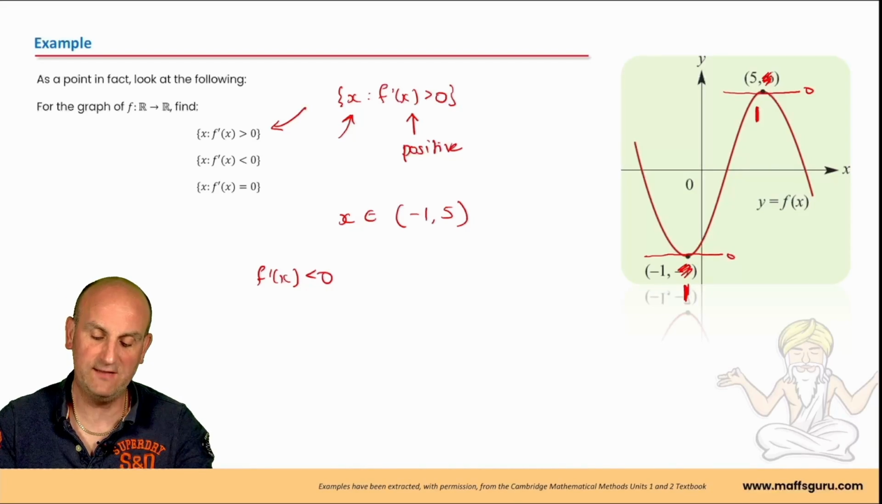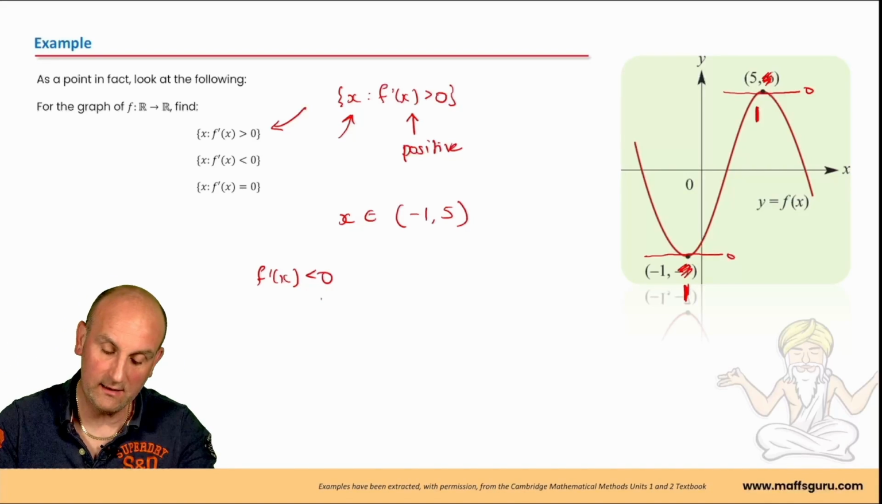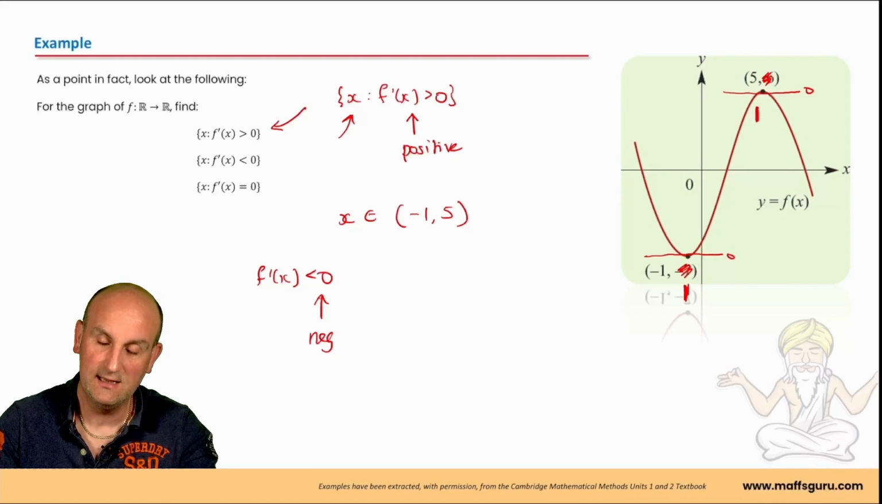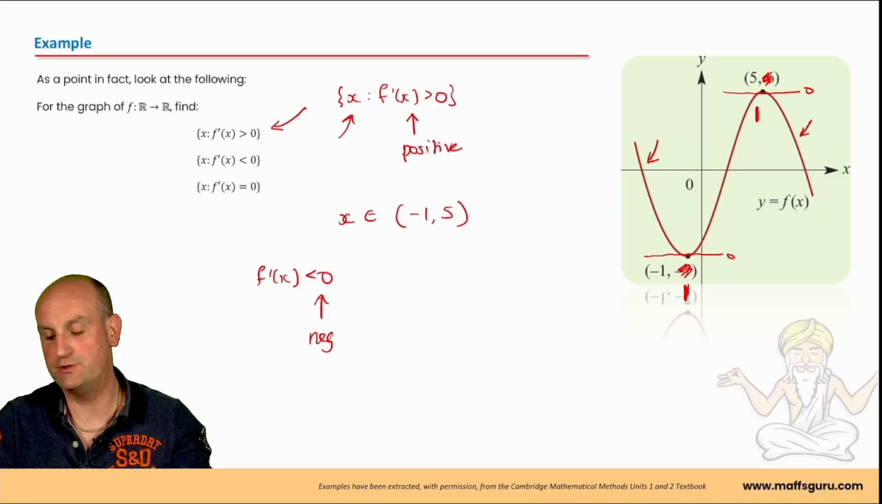All right, so what do we got here? f dashed of x is less than 0. Oh my God, panic. No, don't panic. It's fine. This basically just means negative. Where are all the points on here that are negative? Now, what you tend to notice is there's two sections of the graph. This section of the graph is negative, and that section of the graph is also negative. So how do we describe that? Well, again, we use interval notation.